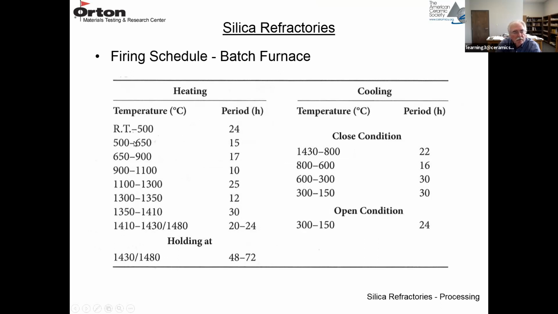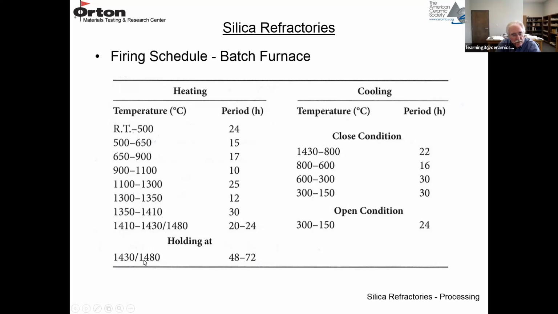So the heating cycle for a silica refractory, when you go from room temperature to 500 degrees C takes 1 day, 24 hours, the next 150 degrees takes 15 hours. Then the next 250 degrees is 17 hours. The next 200 is 10 hours. The next 200 is 10 hours. The next 50 degrees is 25 hours, and then 12 hours. 1350 to 1410, 60 degrees, is 30 hours. It's really slowing down here because that's where the tridymite and cristobalite are. And then the last step here, another 20 to 24 hours.